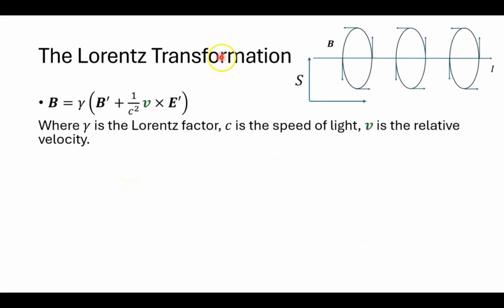Finally, we use the Lorentz transformation to find the magnetic field. So our Lorentz transformation for the electromagnetic field is here. The gamma is the usual Lorentz factor, c is the speed of light, and v is the relative velocity between the two frames. This primed frame, like E prime and B prime, is moving, and this unprimed frame S here is not moving. It's our original lab stationary frame.